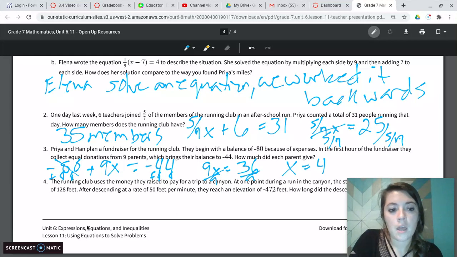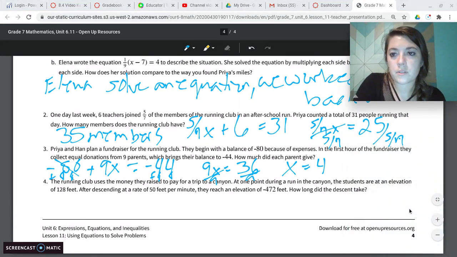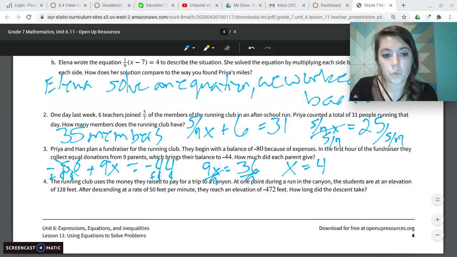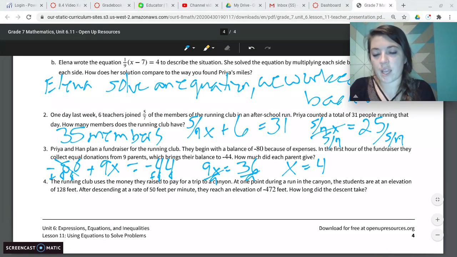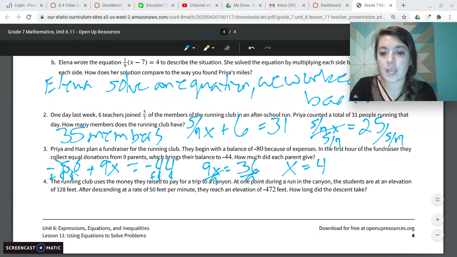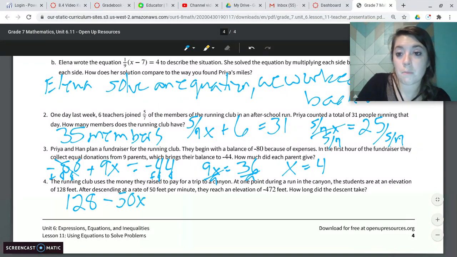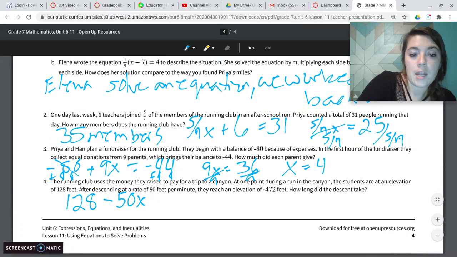All right. For the last one, let me move this up here so you guys can still see. The running club uses the money raised to pay for a trip to a canyon. At one point during a run in the canyon, the students are at an elevation of 128 feet. After descending at a rate of 50 feet per minute, they reached an elevation of negative 472 feet. How long did the descent take? So we know they started at 128. They descended at a rate of 50 feet per minute for some amount of time. So that's where a variable goes. And it equals negative 472.